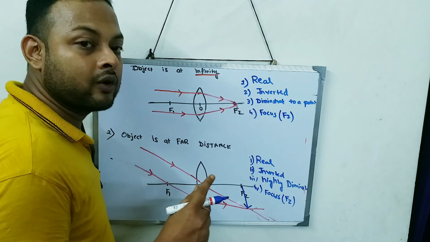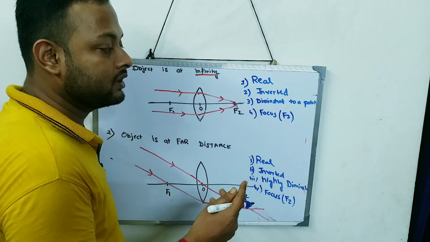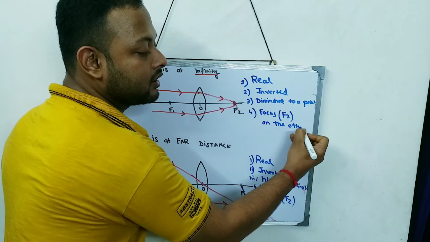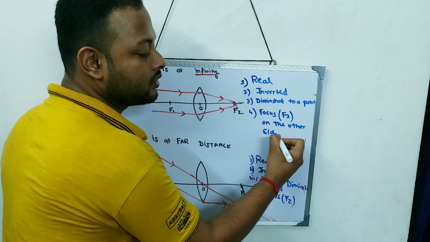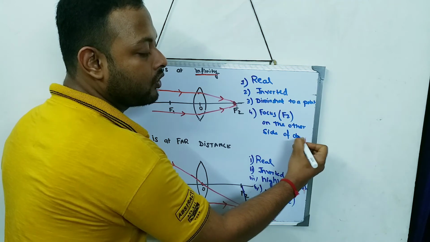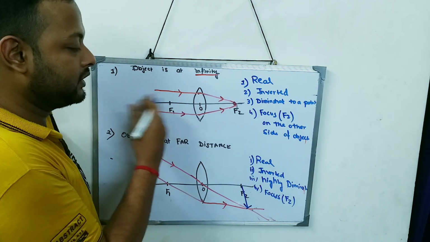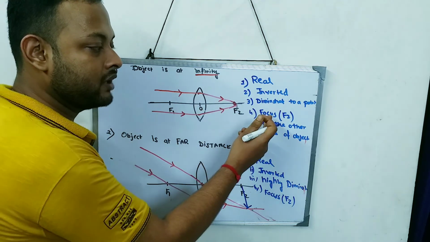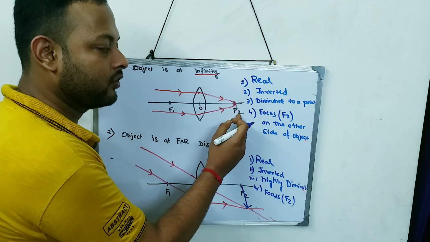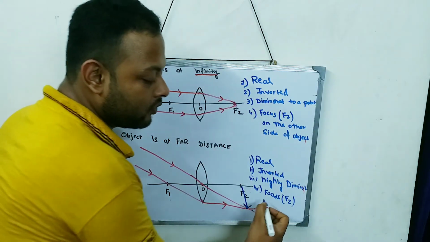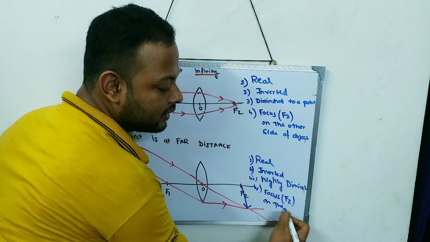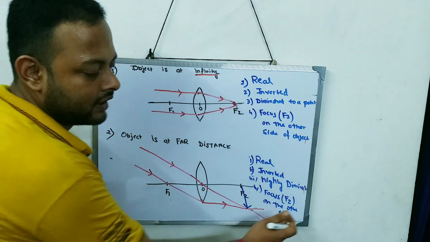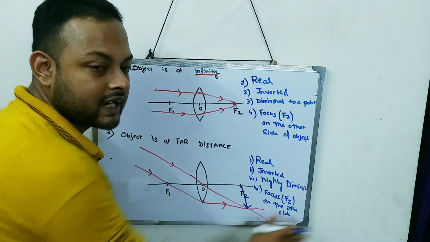But you have to add one more thing. Second focus, on the other side of the object. So the object is on the left hand side and the image is getting formed on the right hand side. That is why the image is getting formed at the second focus on the other side of the object. Okay, you can write and add it. I don't have space, on the other side of the object.